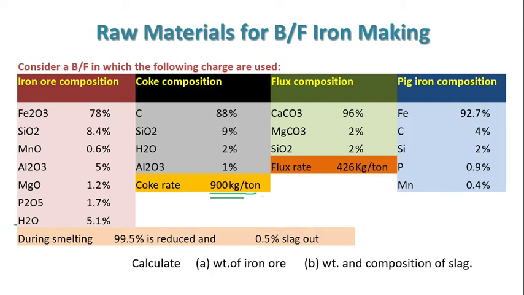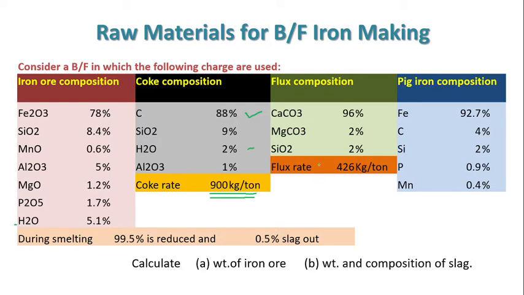Nowadays it has come down to about 0.45 to 0.55 ton per ton of hot metal, but for now we can consider 900 kg per ton for this problem. So which is the source of carbon? In this case it contains about 88% carbon, and silica about 9%, and alumina 1% along with 2% of moisture.